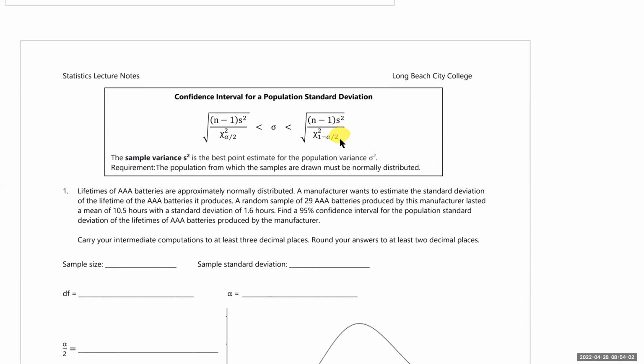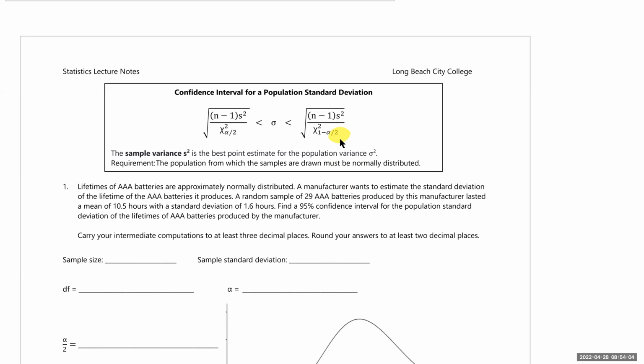So I'm just going to repeat that, but with standard deviation, just to review the terminology again. So the best point estimate, so that vocabulary, point estimate, the best point estimate is the single number that we use to estimate a parameter. So the best point estimate for sigma is the sample standard deviation, S.